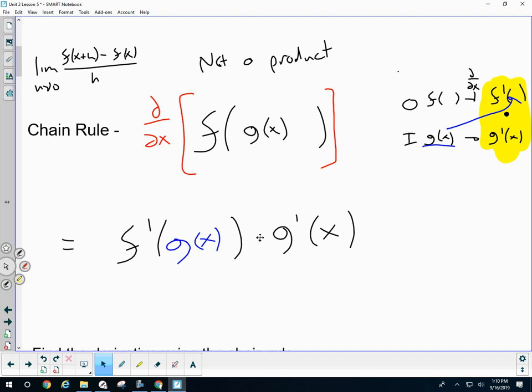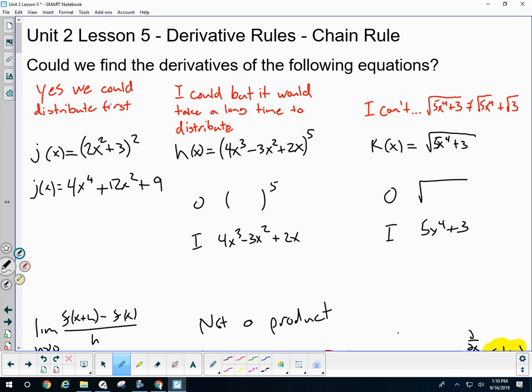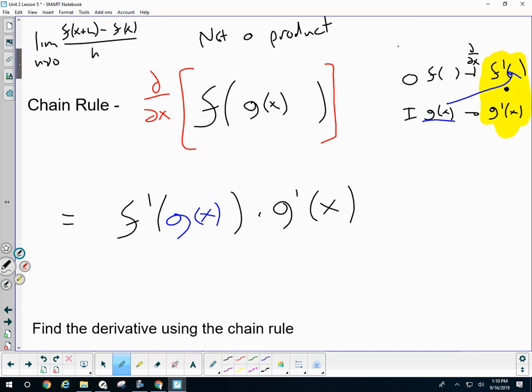Okay? Now, just to show you this works, I'm going to go back to this first example, and I'm actually going to distribute to take the derivative. You don't have to do this. I'm just going to show you so you can see. So j of x simplified would be 4x to the fourth plus 12x squared plus 9, because I know how to square things. I don't just square the first plus the second squared. This is 2x squared plus 3 times 2x squared plus 3. So its derivative, using just the power rule, is 16x cubed plus 24x. Cool? Great. Watch how I can get 16x cubed plus 24x using this new rule, the chain rule.